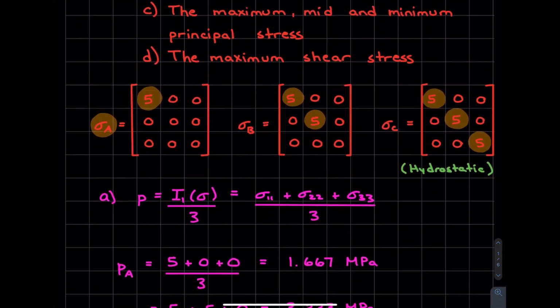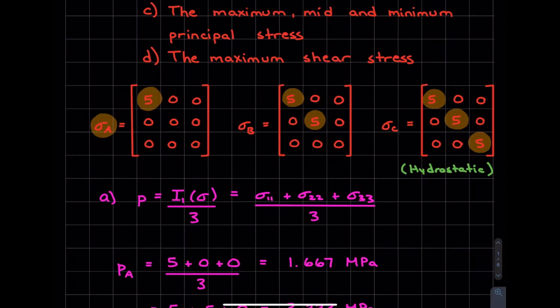Now for part C, which I'll have at the top of the screen, it says it wants the maximum, mid, and minimum principal stresses. So of course, these are 3 by 3 matrices, so we know that there's going to be 3 different eigenvalues.